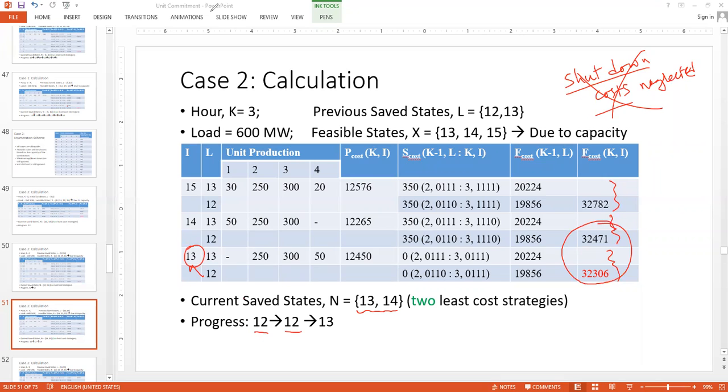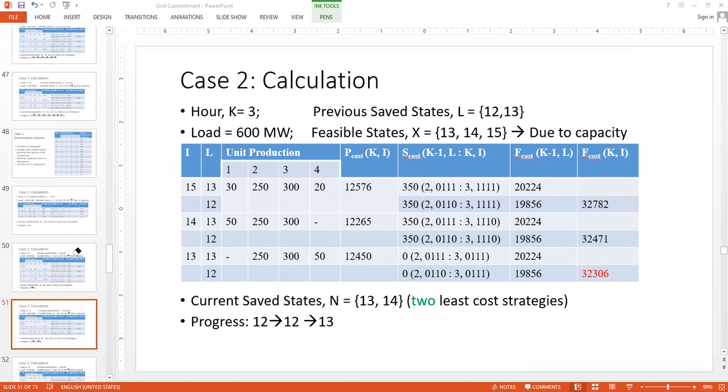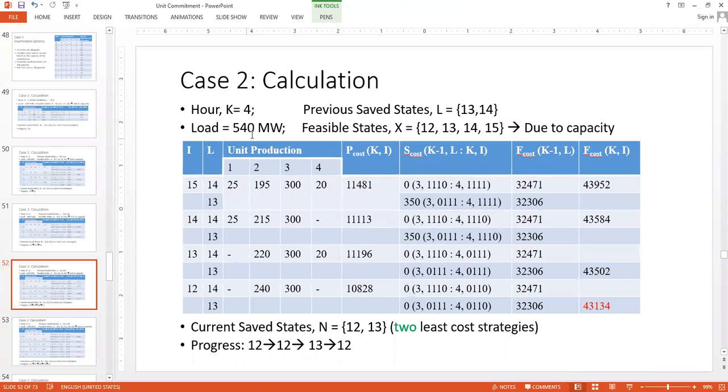So this is our number 3. Now we continue in the same manner to our number 4. The demand, let's check the demand. What is happening with the demand? Okay, the demand has decreased. Now it is less than 550. So the unit 12 again comes into play.